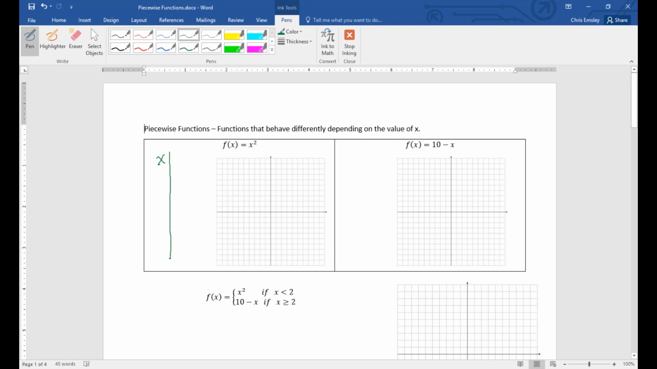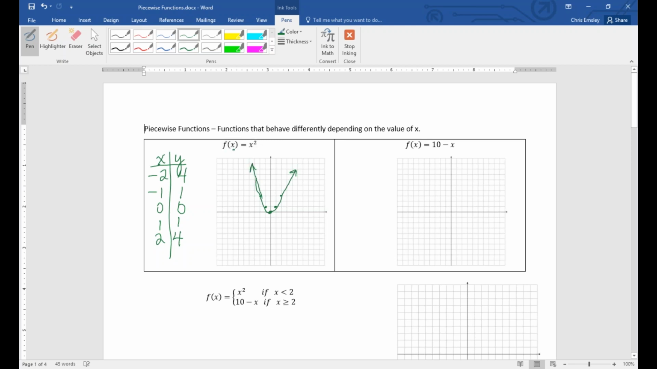This first one, you may even be able to graph on your own without a little table, but I'll just go ahead and plug in some values for x and then figure out what our f of x is, or our y value. Negative 2 squared is 4, negative 1 squared is 1, 0 squared is 0, 1 squared is 1, 2 squared is 4. I can go ahead and plot those points, and I get a little parabola that looks something like this.